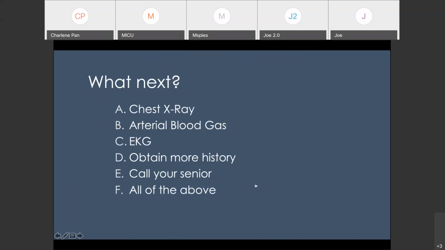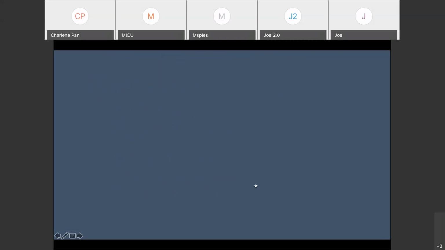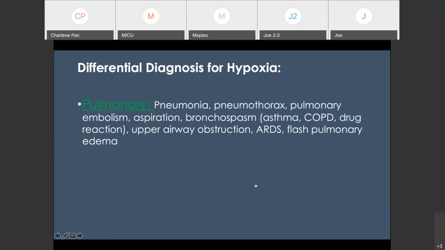So again, when you think about the differential, just go through the systems. It's a way to help you get to something like pulmonary, and treat the most important differential.